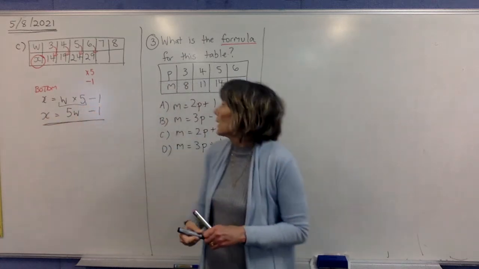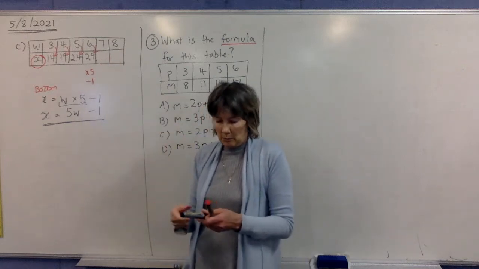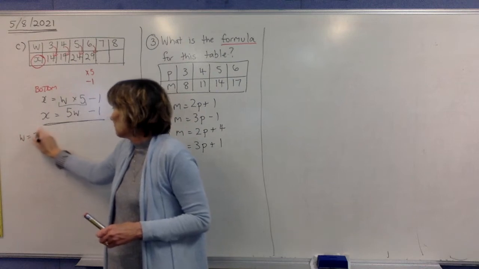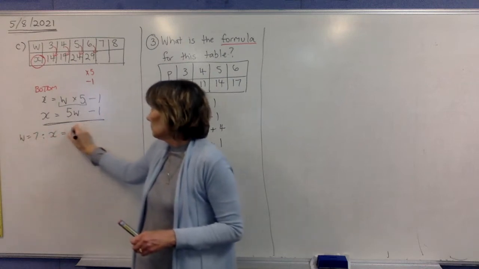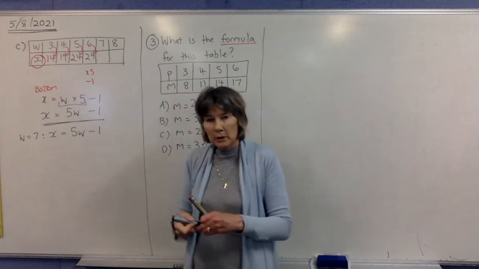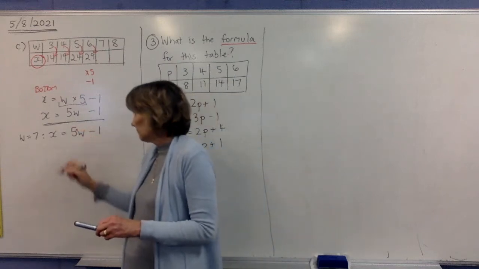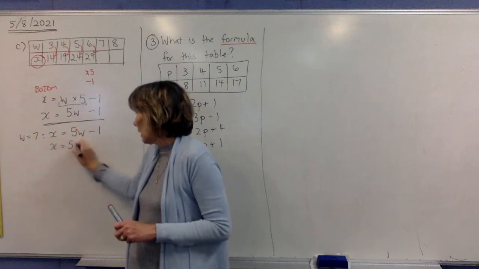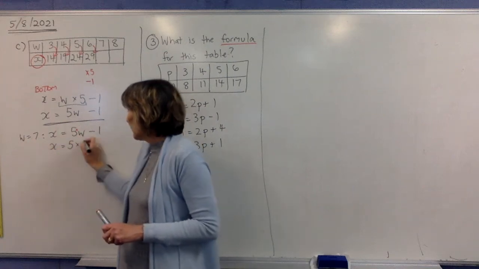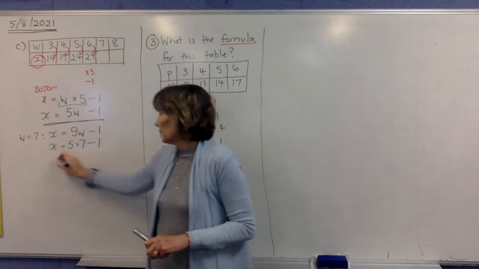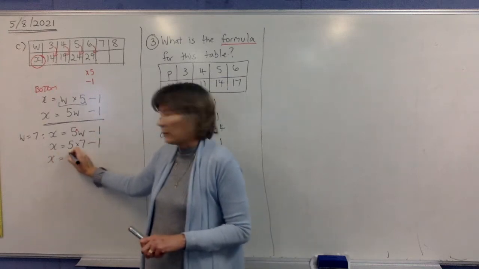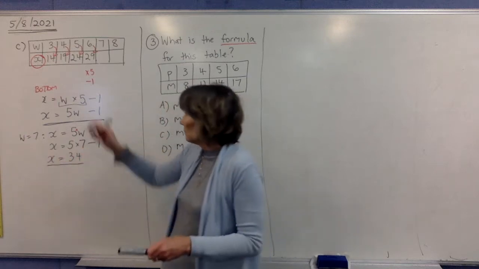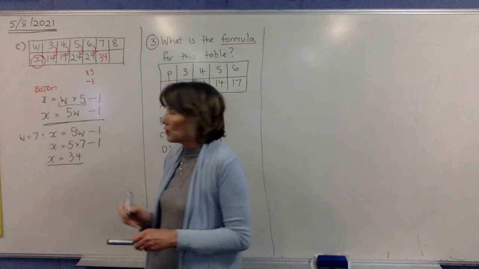So now we have to use that rule to complete this table. So we're going to use W equals 7 first. Write down our rule. Make sure you put the times sign between the number and the letter. And now let's sub it in. So we've got X equals 5 times, our W is 7 minus 1. Use your calculator and that will give you 34. Put that up here in the table underneath the 7 we just used.